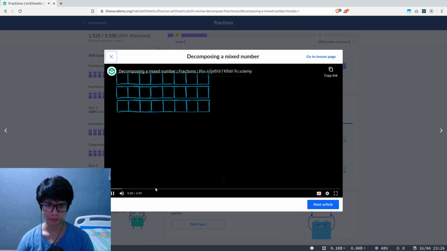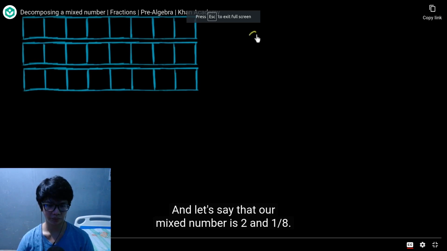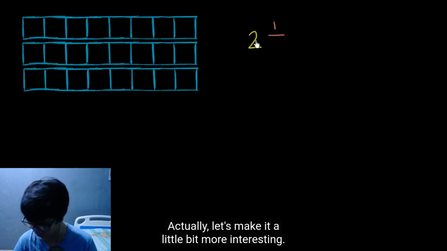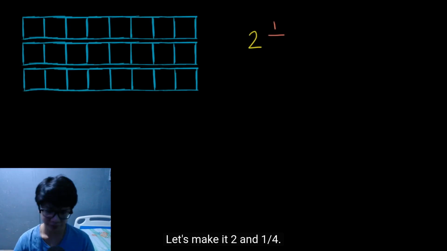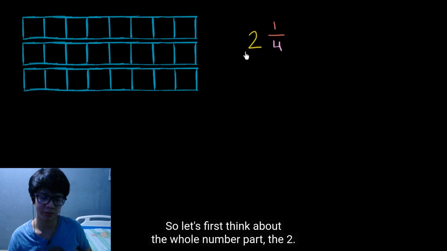Decomposing a mixed number. Let's now think about different ways to represent a mixed number. Let's say that our mixed number is 2 and... actually, let's make it a little bit more interesting. Let's make it 2 and 1/4. So let's first think about the whole number part.